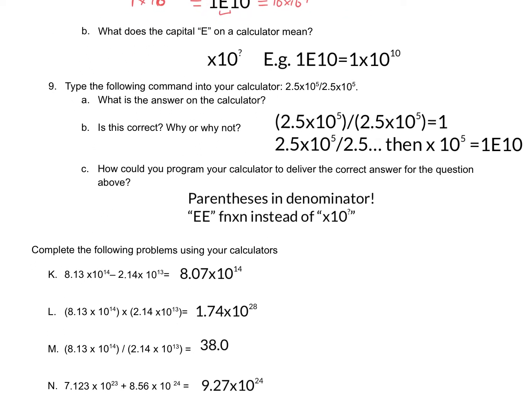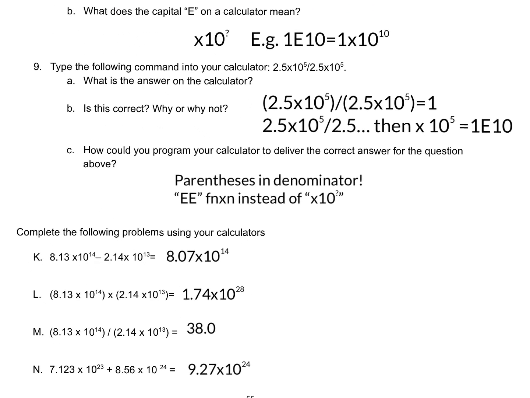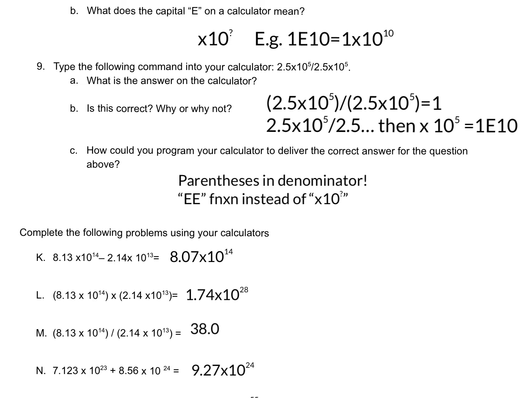If you look at question 9, this is like the most common mistake for people who use their calculator incorrectly. So obviously, the number 2.5 times 10 to the 5th divided by 2.5 times 10 to the 5th should be 1. Right? This is just the division of the same number. Even though it's a big number, it should be 1. However, if you're not careful about how you enter it into your calculator, it will think that you mean 2.5 times 10 to the 5th divided by 2.5. It's as if it had parentheses here.